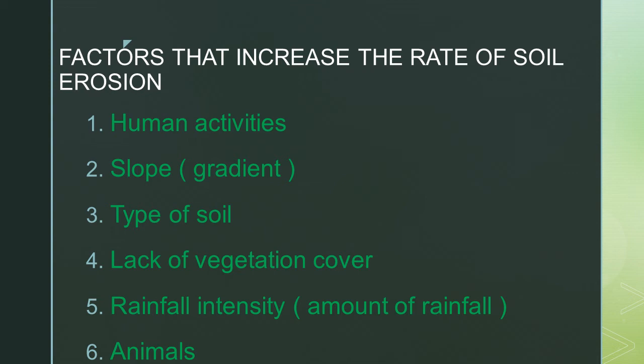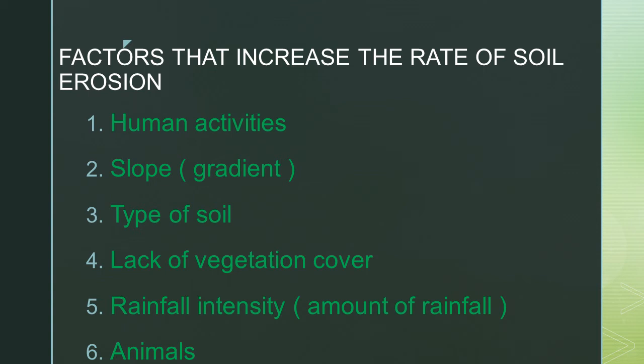Number 3 is the type of soil. Loose soils are more easily eroded as compared to compact soils. For example, sand soils are more easily eroded than clay soils.